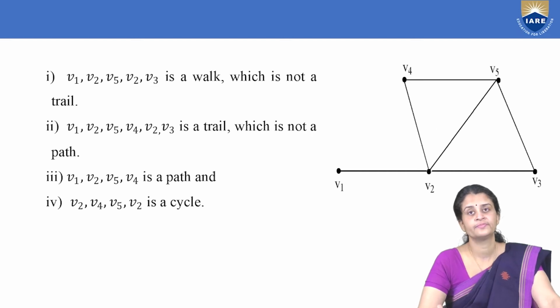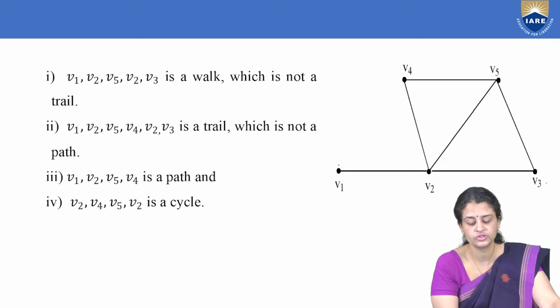Look at this figure. Here we have vertices V1, V2, V3, V4, V5. Now see the first case: V1, V2, V5, V2, V3. Here we are going from V1 to V2, V2 to V5, then V5 back to V2, then V2 to V3. It's a walk.